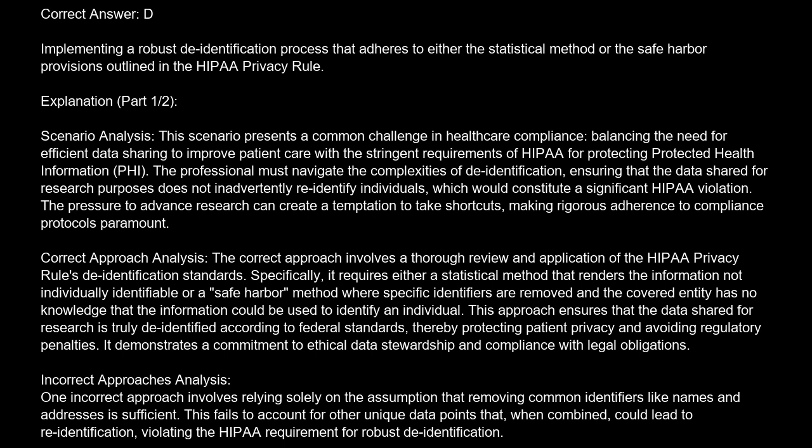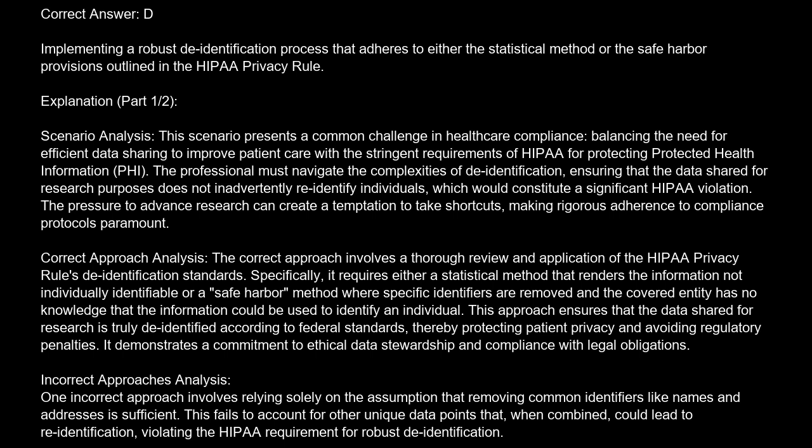Correct approach analysis. The correct approach involves a thorough review and application of the HIPAA privacy rule's de-identification standards. Specifically, it requires either a statistical method that renders the information not individually identifiable, or a safe harbor method, where specific identifiers are removed, and the covered entity has no knowledge that the information could be used to identify an individual. This approach ensures that the data shared for research is truly de-identified according to federal standards, thereby protecting patient privacy and avoiding regulatory penalties. It demonstrates a commitment to ethical data stewardship and compliance with legal obligations.